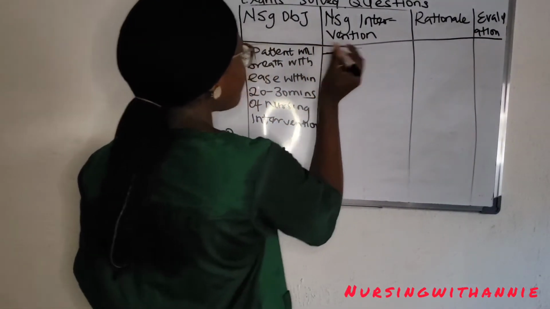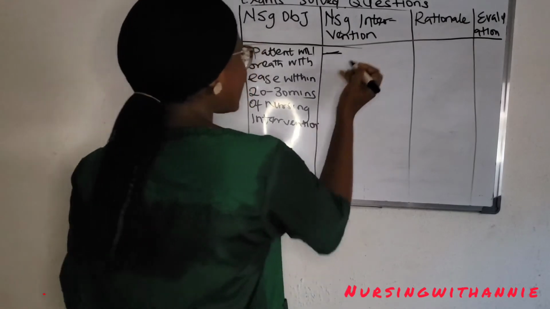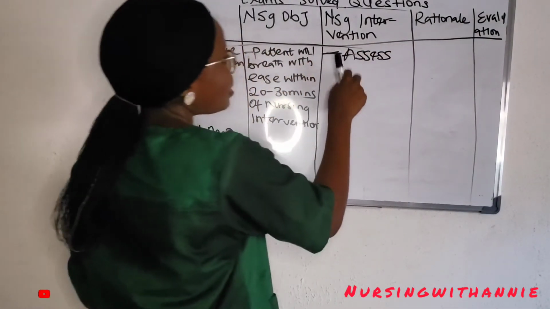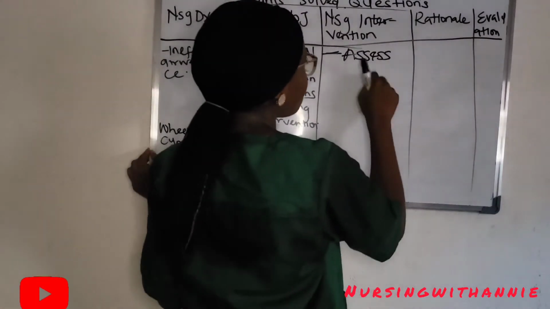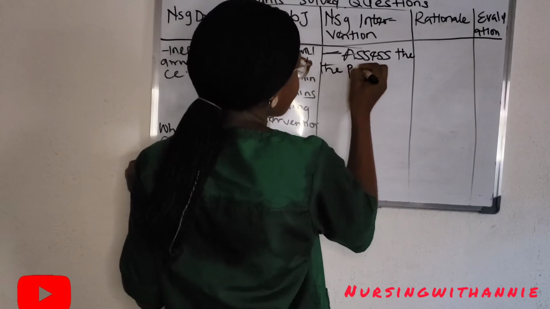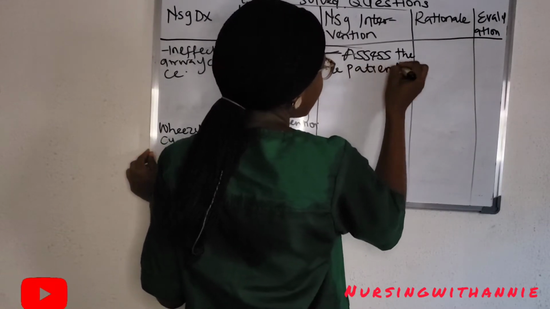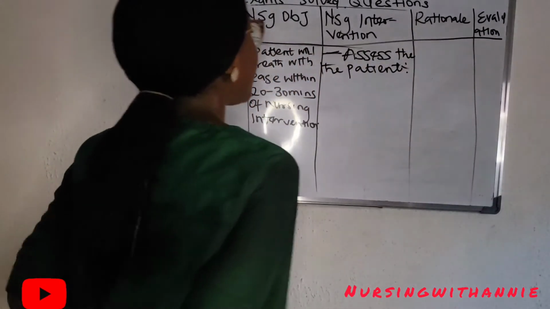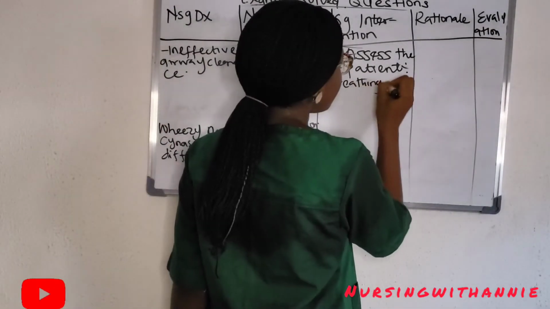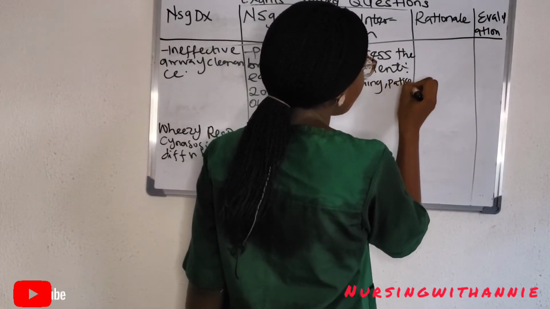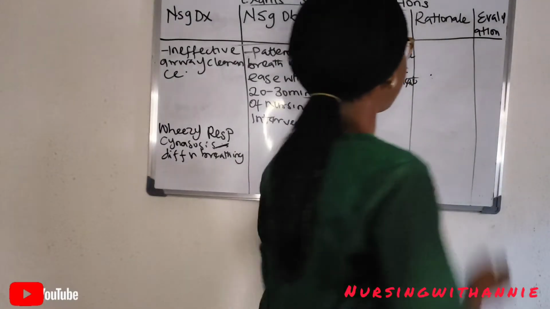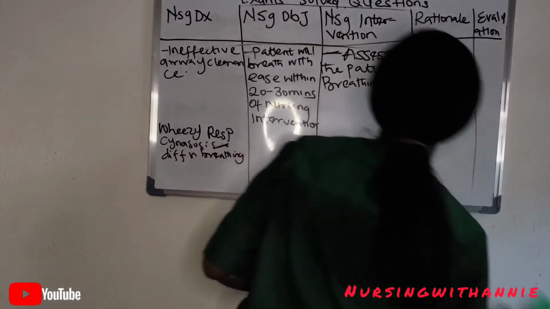So the first thing you should do is assess the patient. Very important. This should always be the first in every nursing intervention. Assess the patient. You assess the breathing pattern. You assess the color of the skin because of this diagnosis here. You assess the breathing pattern, the color of the skin.